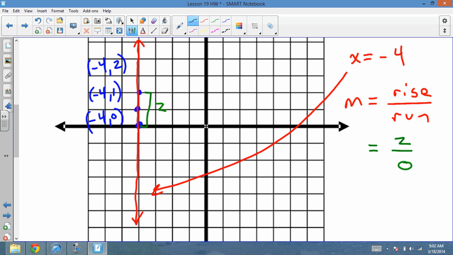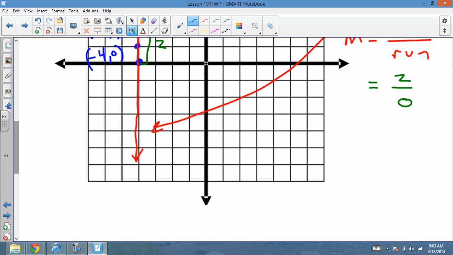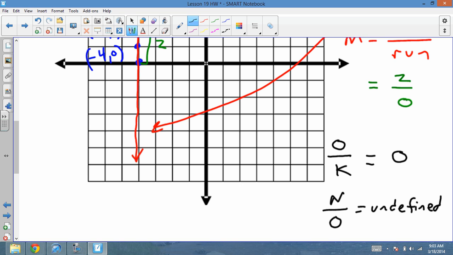Okay? Remember in math, if you have 0 divided by some number, that's okay. That's just 0. However, if you have a number divided by 0, as we do in this case, it's undefined. Therefore, the slope of all vertical lines is undefined. And that's the answer to that question.